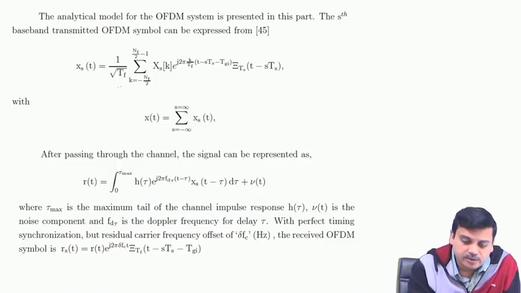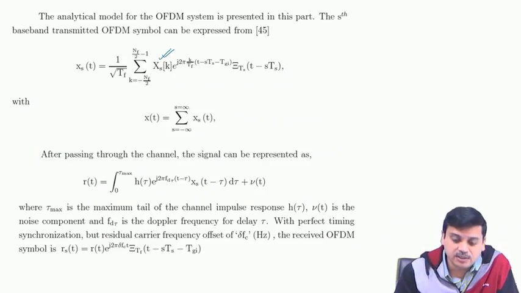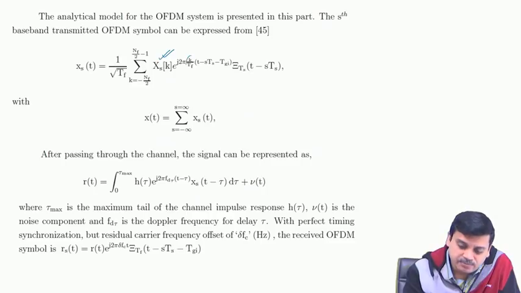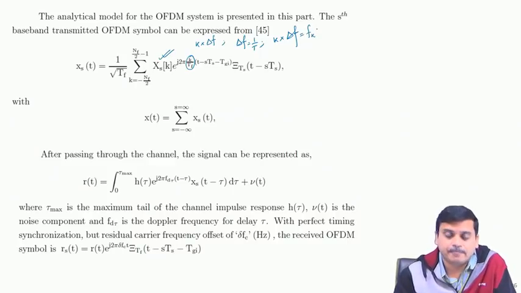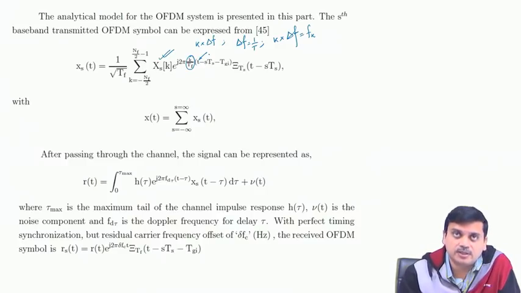So, here we have x_s of t, this model we have already discussed, which is the complex constellation point. This part we have also discussed, it is k multiplied by delta f, where delta f is equal to 1 upon T, and k multiplied by delta f one can think of as f sub k. And this is the time unit which is resulting in continuous generation of signal.